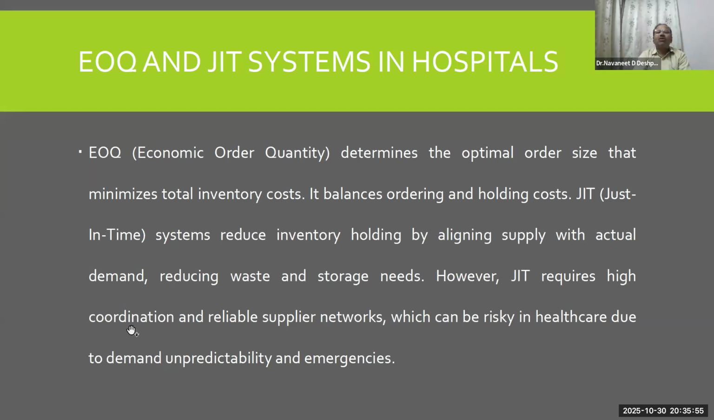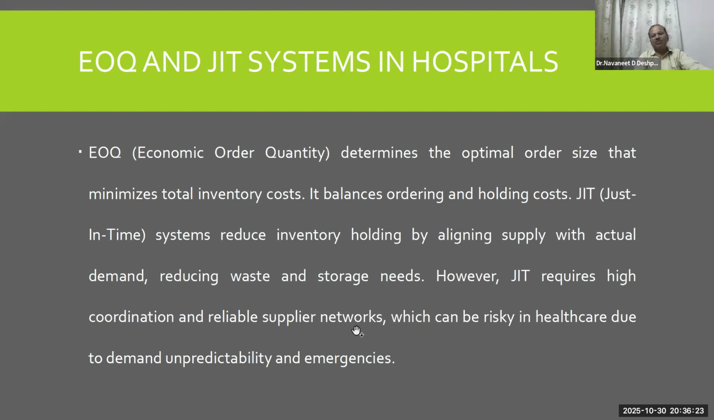However, JIT requires high coordination. In a larger city, in a metro city, people have to coordinate with each other at a higher level. They require a lot of coordination because things are less in JIT systems. You cannot have all the things in storage. Only as much as there is demand can you have the supply.